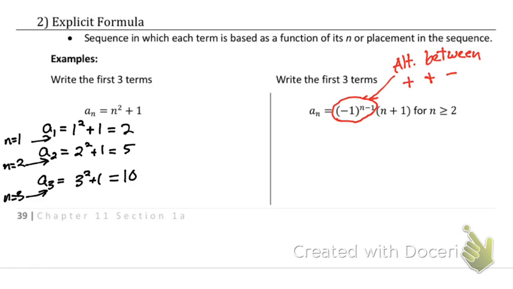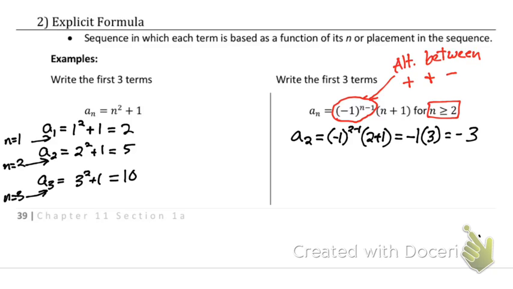The other thing I want to note is this n has to be bigger than or equal to 2. That means my first term will not be a sub 1. In fact, this one's going to be a sub 2. It tells you to start at a sub 2. That will lead me to negative 1 to the 2 minus 1 times 2 plus 1. Well, that's going to be negative 1 to the first power, so that's going to be a negative 1 times 3. Well, that's just a negative 3.